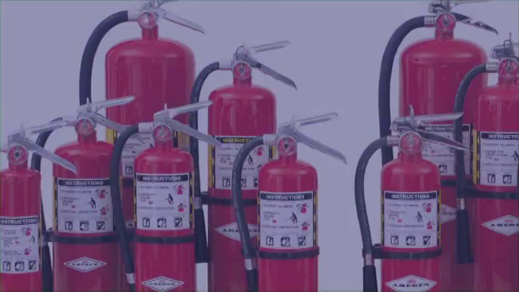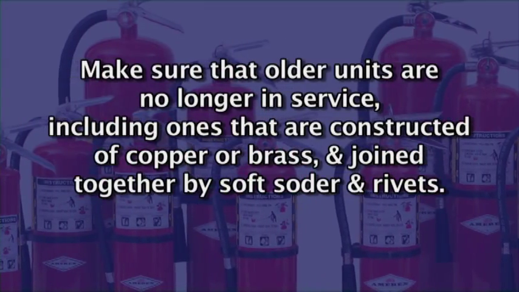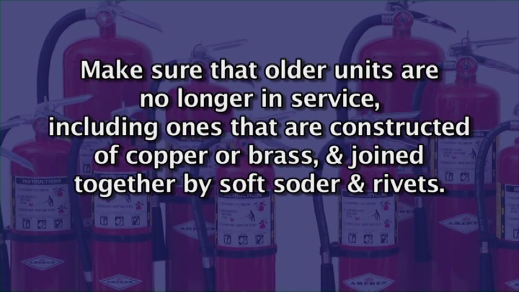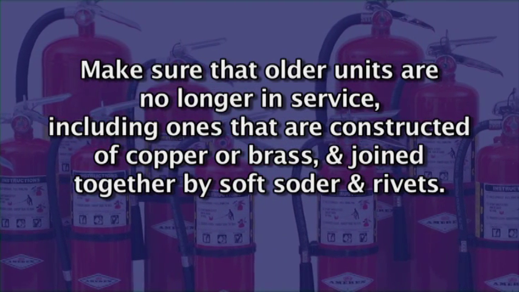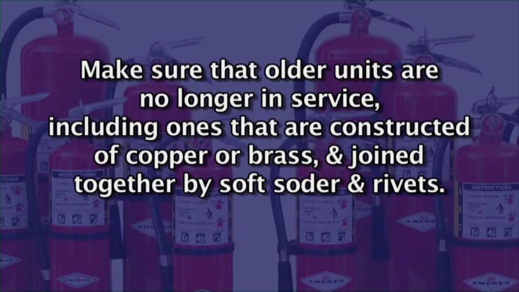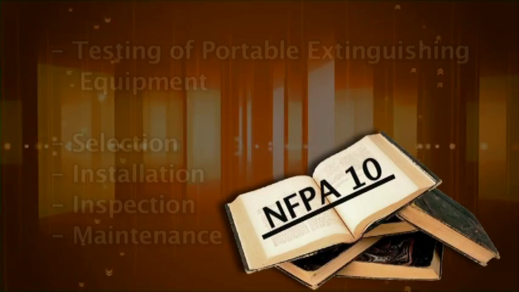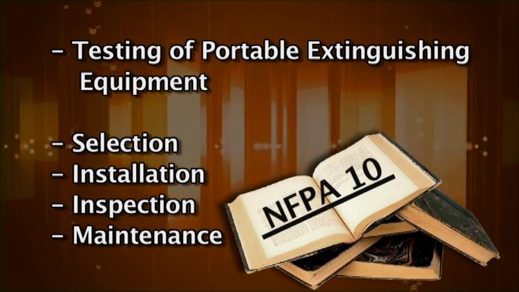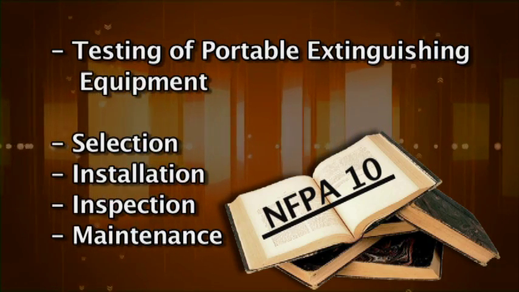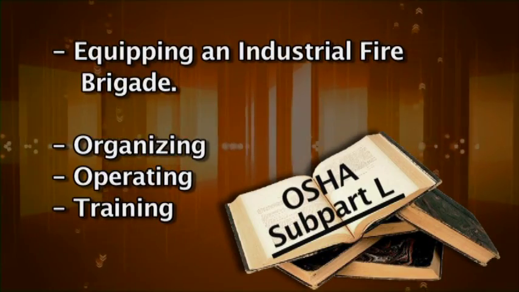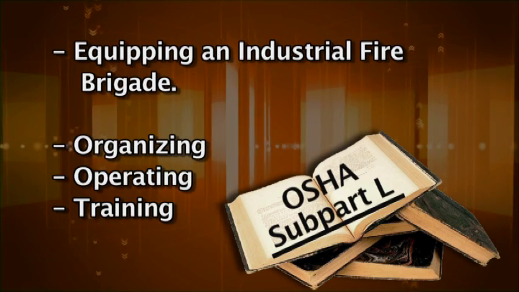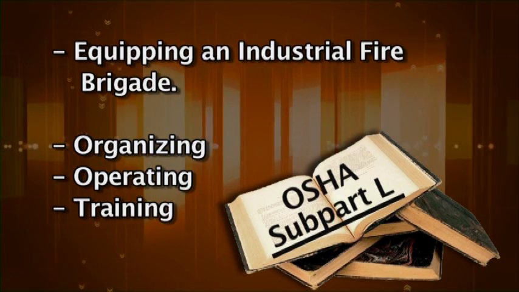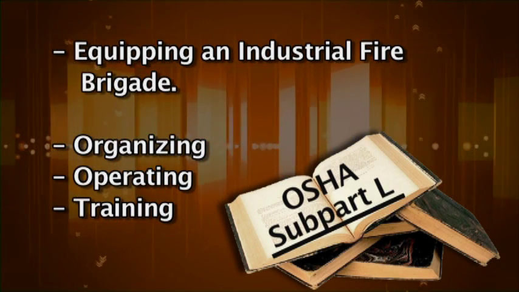One more quick point is to make sure that older, obsolete extinguishers are no longer in service. This includes units constructed of copper or brass and joined together by soft solder or rivets. Now that we've discussed OSHA standards for fire extinguisher inspections, here's a few other standards that are important to note. NFPA 10 pertains to the selection, installation, inspection, maintenance, and testing of portable extinguishing equipment. OSHA Subpart L explains the standard minimum requirements for organizing, operating, training, and equipping industrial fire brigades.